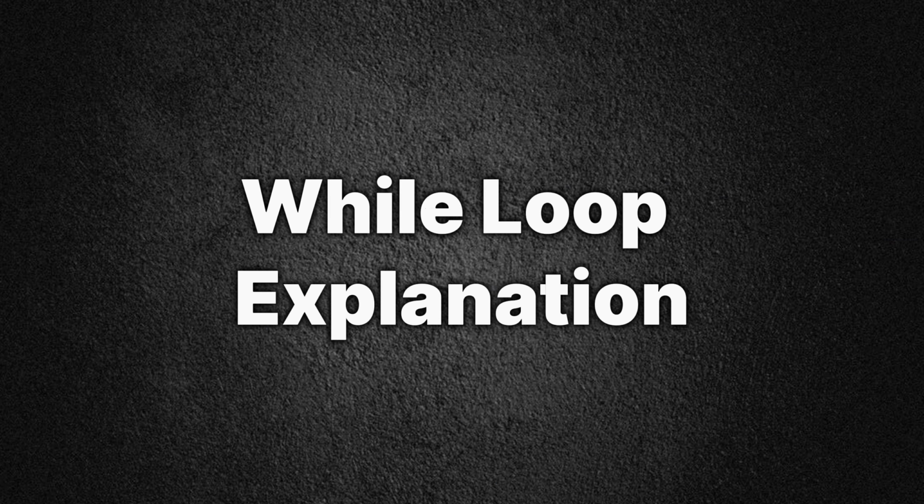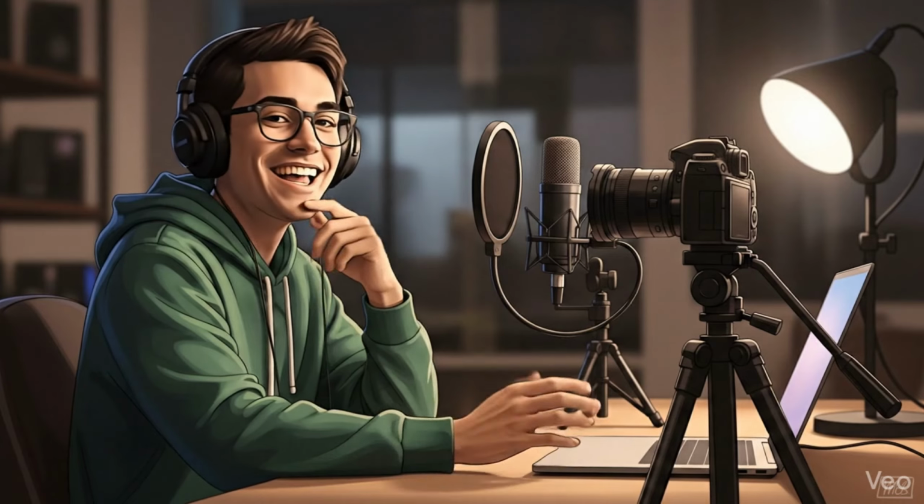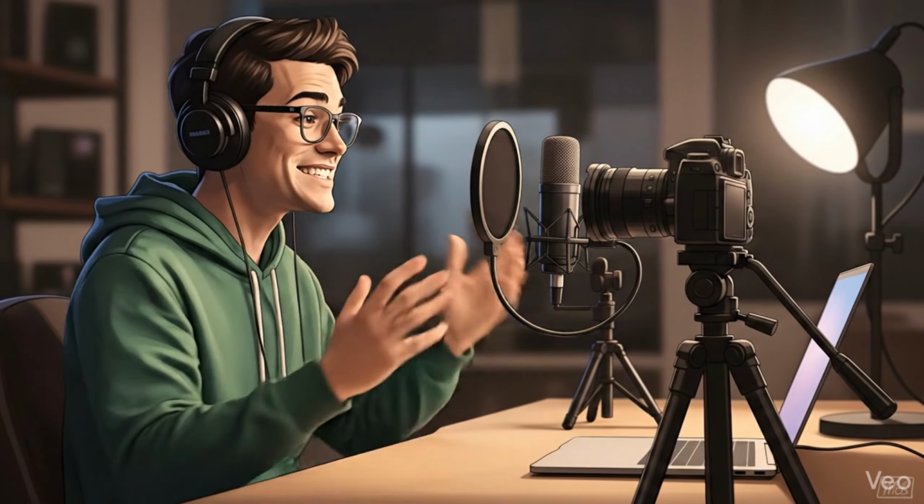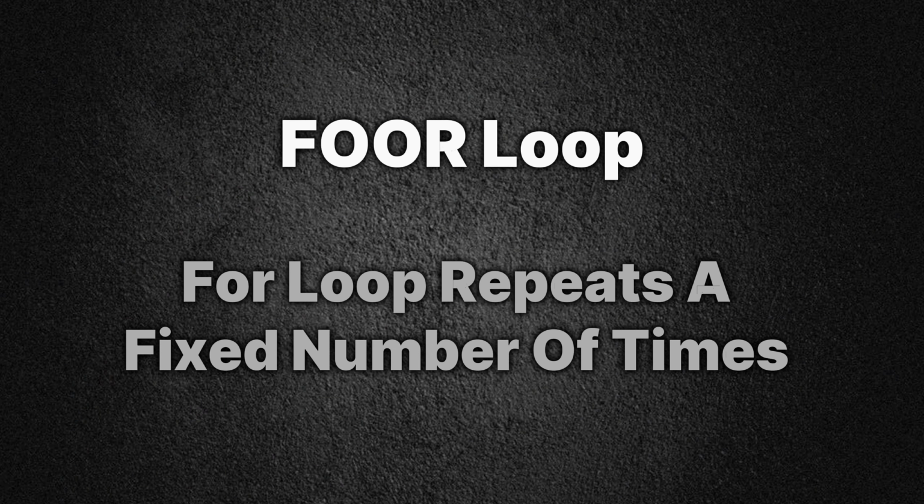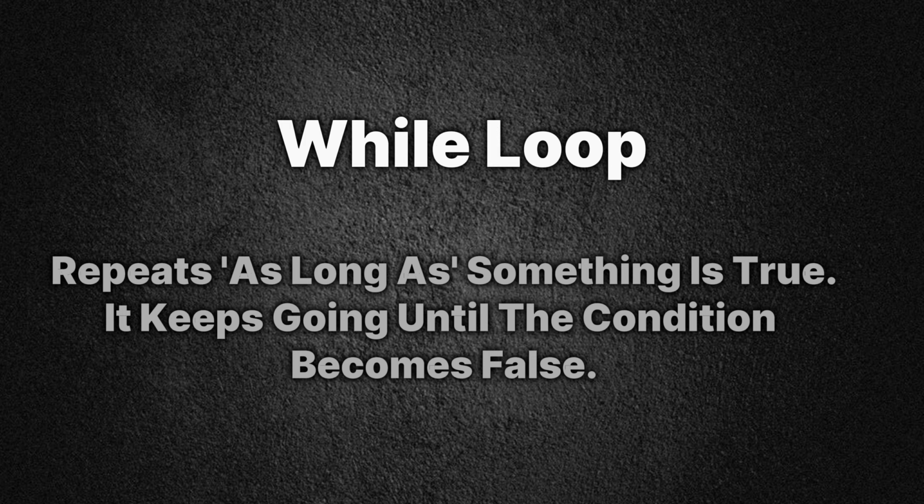Okay guys, now let's talk about the second type of loop: the while loop. A while loop is different from a for loop. A for loop repeats a fixed number of times, like range 10. A while loop repeats as long as something is true. It keeps going until the condition becomes false.